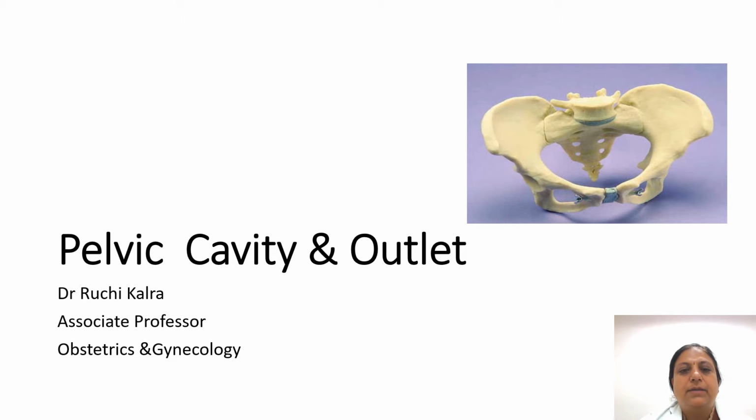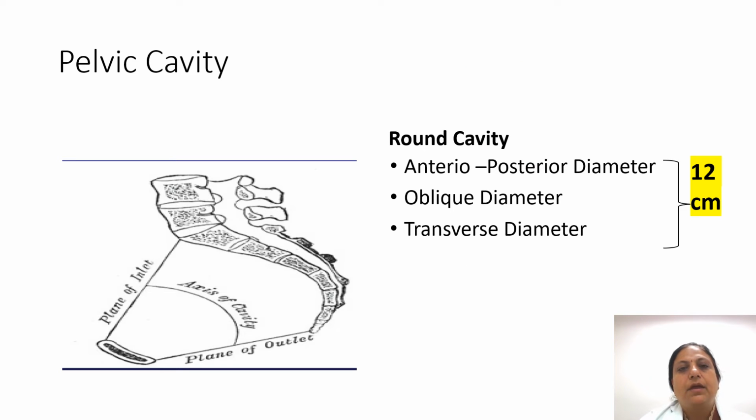Now we will learn about the pelvic cavity and the outlet. The pelvic cavity is round shaped, and it is easy to remember that the anteroposterior diameter, oblique diameter and the transverse diameter, all three have the same measurement, that is 12 centimeter.